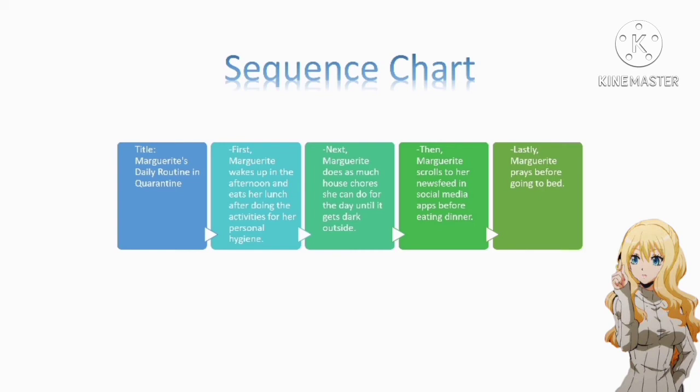Being in quarantine, there are a lot of changes in the daily routines of Marguerite. Before the pandemic, her daily routine mainly highlights school, house, and church. Things have changed this quarantine, and here are the things she does. First, she wakes up in the afternoon, then she will eat her lunch after doing activities for her personal hygiene.